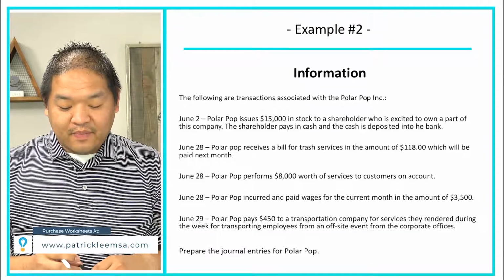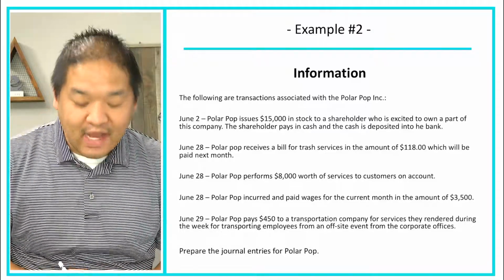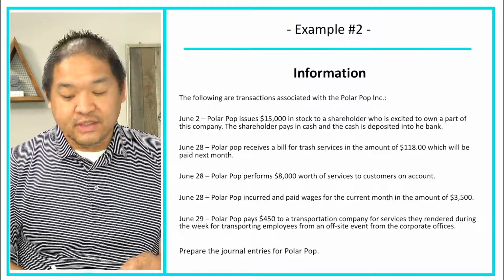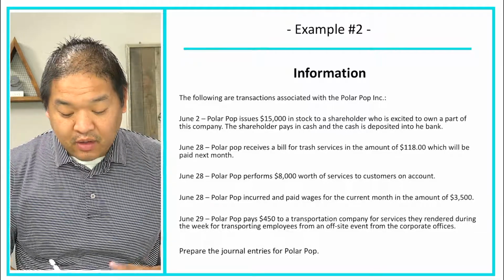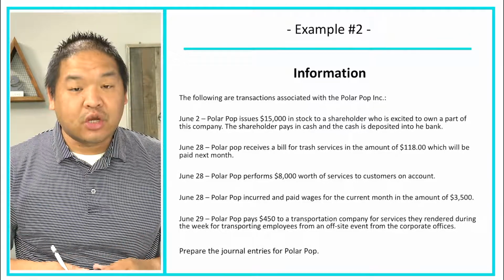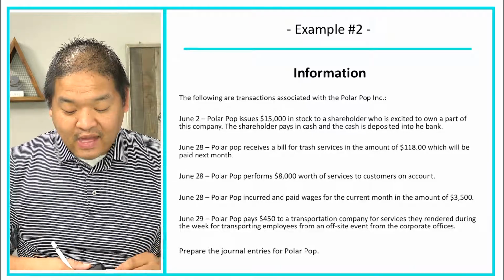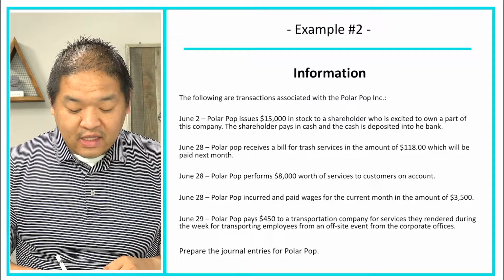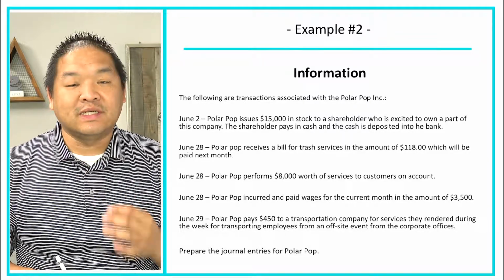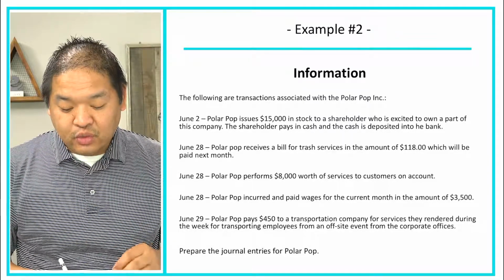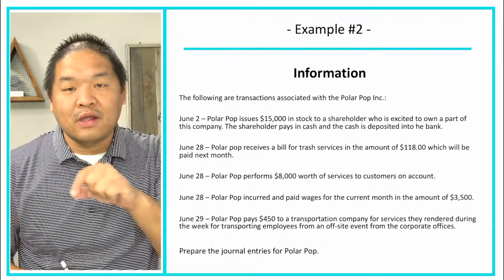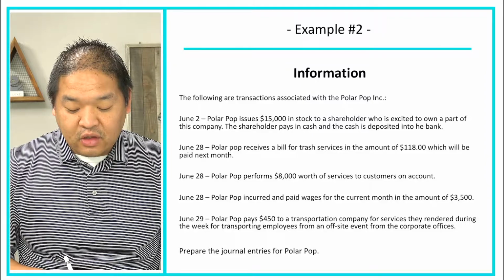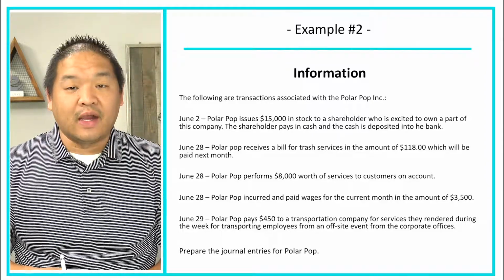So Polar Pop here has these following transactions. On June 2nd, Polar Pop issues $15,000 in stock to shareholders who are excited to be part of this company. The shareholder pays in cash, and the cash is deposited into the bank. June 28th, Polar Pop receives a bill for trash services in the amount of $118, which will be paid next month, not this month. June 28th, Polar Pop performs $8,000 worth of services to customers on account.